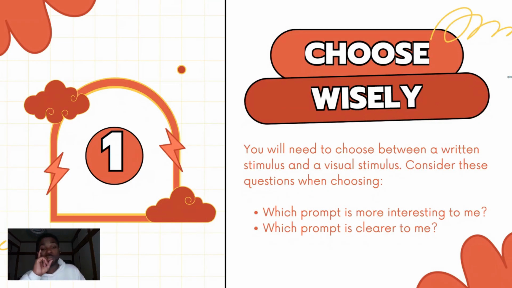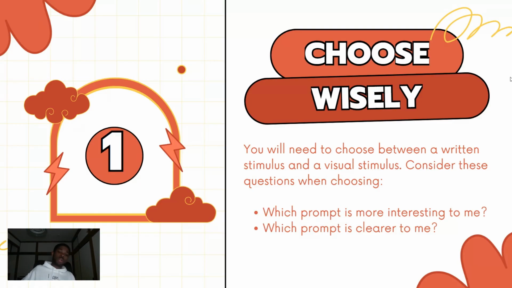You're going to have to choose between a written stimulus and a visual stimulus. Either you're going to have to include these words in a story, or you're going to have to write a story based on this picture. You have to choose a prompt wisely. Ask yourself two questions. Which prompt is more interesting to me? Which one do I naturally feel drawn to? Second question, which prompt is clearer to me? Which prompt can I 100% understand?